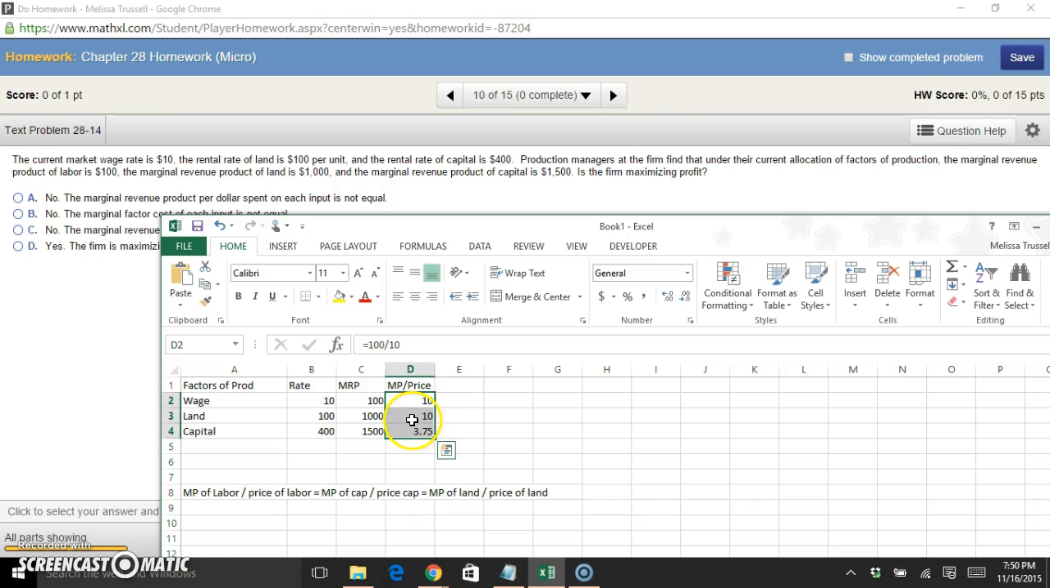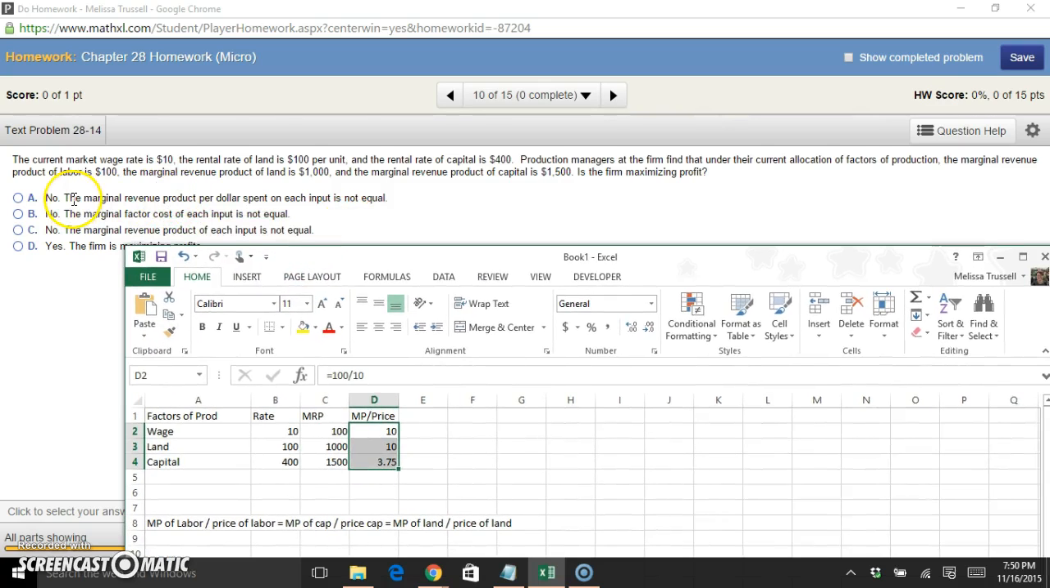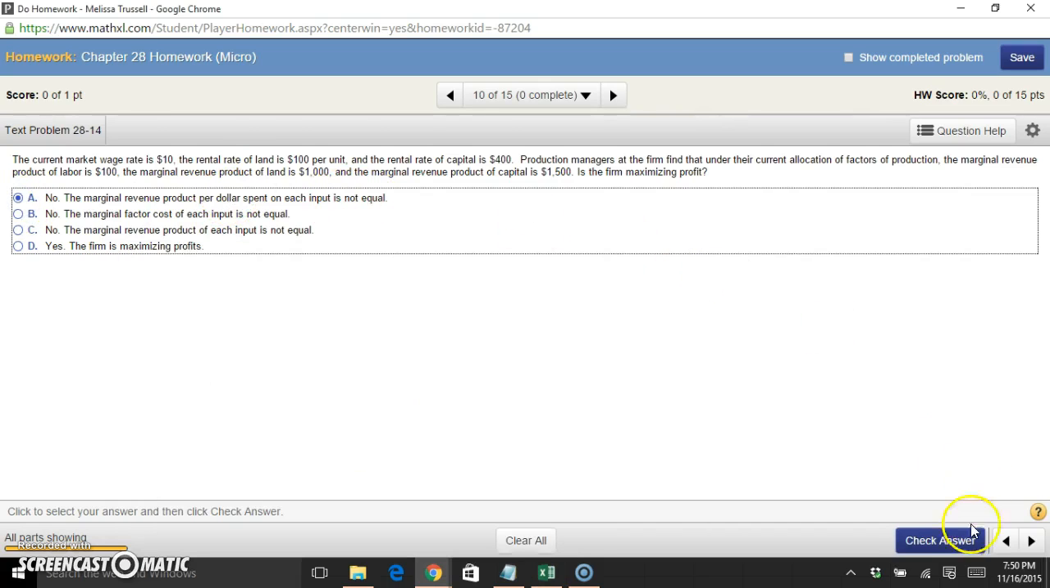Because they're not equal, we can say no, and we can say no because the marginal revenue product per dollar spent on each input is not equal. All this means is marginal revenue product divided by cost, or the dollars spent on the input, are not equal. So our answer here is A.